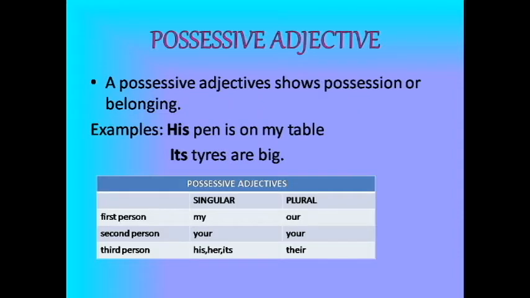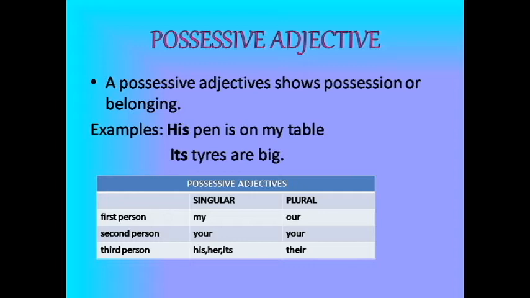The next one is possessive adjective. A possessive adjective shows possession, belonging or ownership over any substance or anything. For example, his pen is on my table. Here, the possessive adjective is his because there is a pen which belongs to him and that is on my table. The next example is, its tires are big. Here we are referring only to one single automobile whose tires are big.